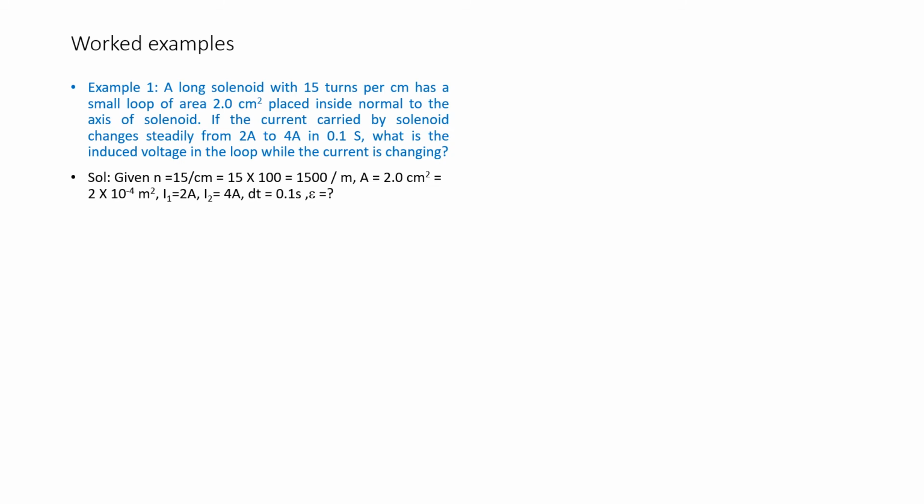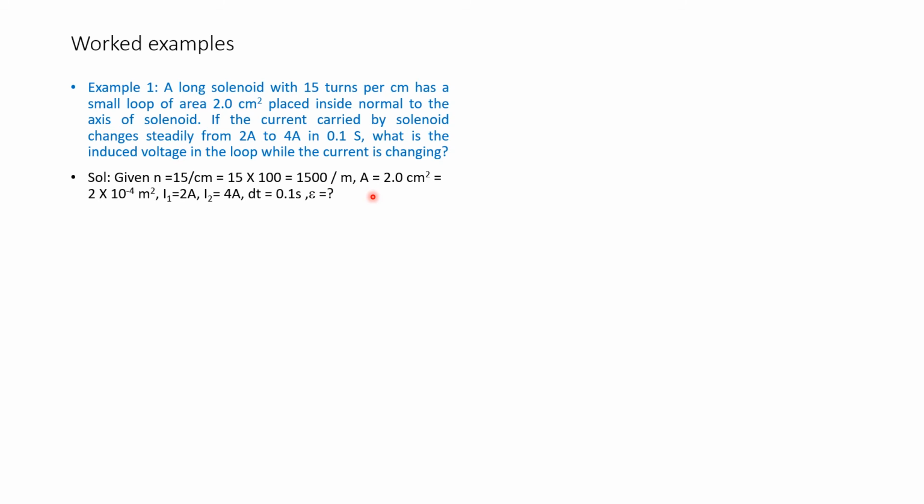Solution. Given n is equal to 15 turns per centimeter. Please note it is number of turns per centimeter. This has to be converted into number of turns per meter. If there are 15 turns per centimeter, therefore for 100 centimeters, the number of turns will be n equals 15 into 100 equals 1500 turns per meter.